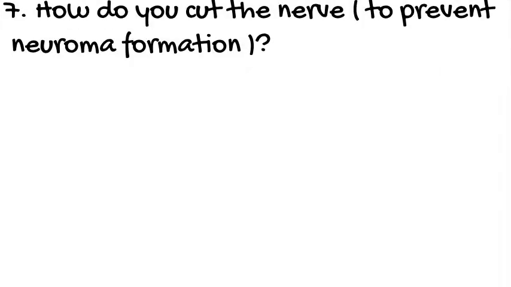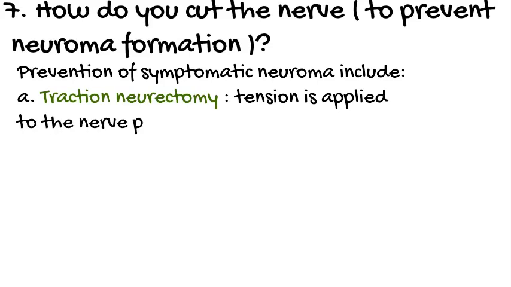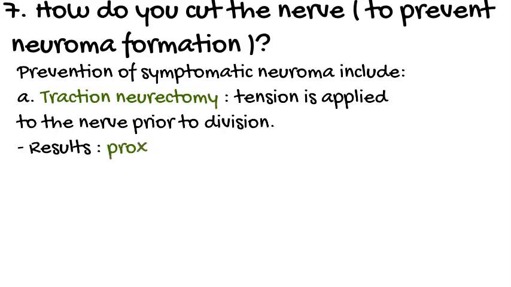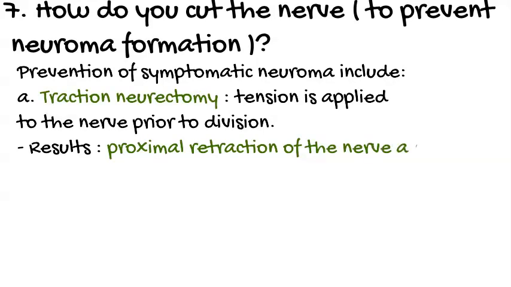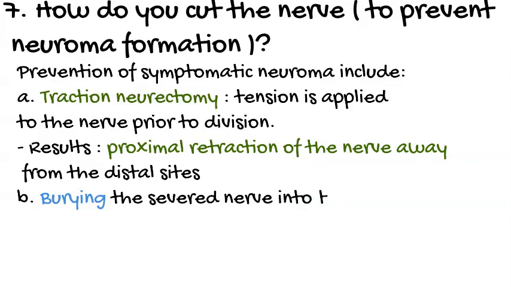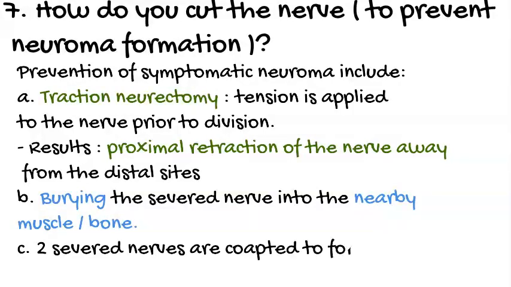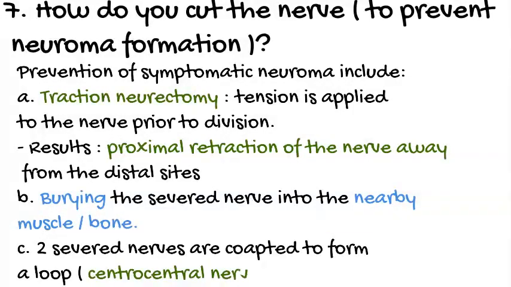Prevention of symptomatic neuroma can be employed during the initial amputation, or after amputation for treatment of painful neuromas. Among the methods include A. Traction neurectomy. It is a common technique in which tension is applied to the nerve prior to division. This results in proximal retraction of the nerve away from the distal sites that will be subject to substantial pressure with prosthetic use.